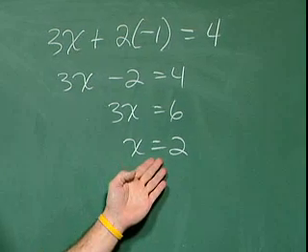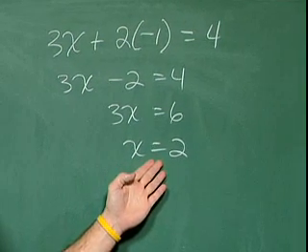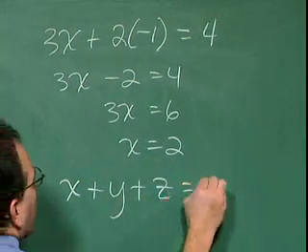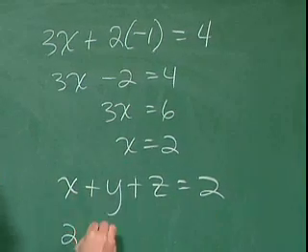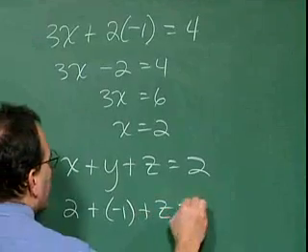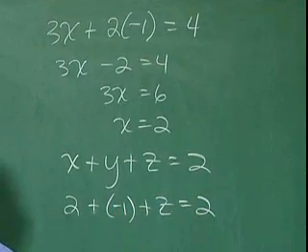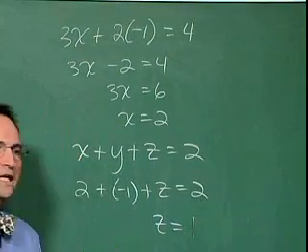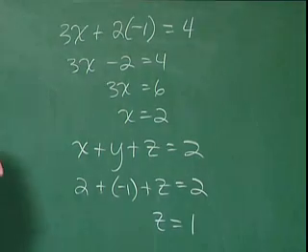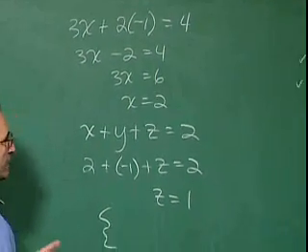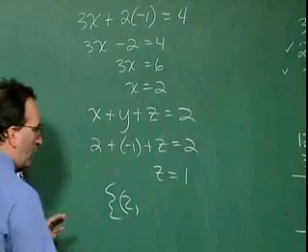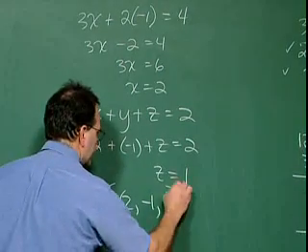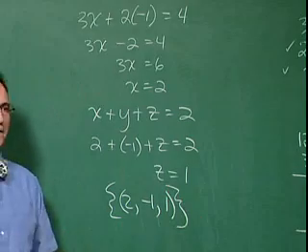I can now take x is equal to 2 and y is equal to negative 1, and plug them into the third equation, x plus y plus z equals 2. So x is equal to 2, y is equal to negative 1. 2 plus negative 1, of course, is 1, which I subtract from both sides, and I get that z is equal to 1. So the solution set for this particular problem is the ordered triple 2, comma, negative 1, comma, 1. And that is the solution.